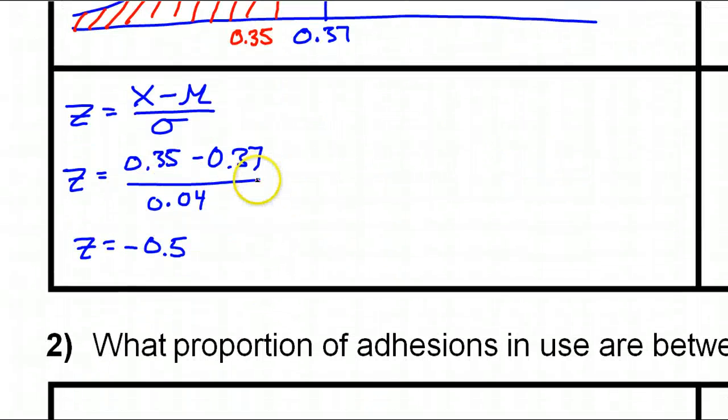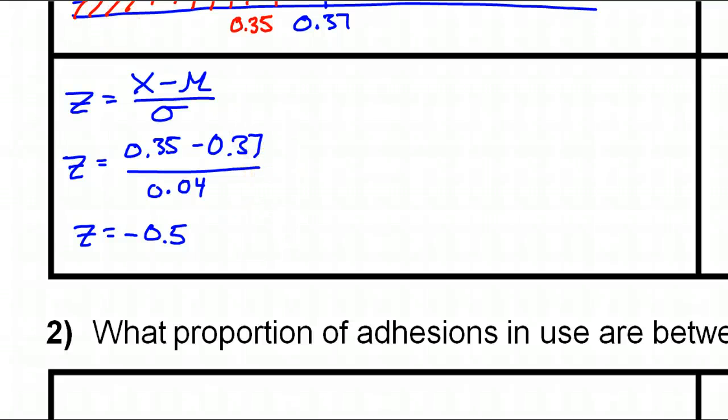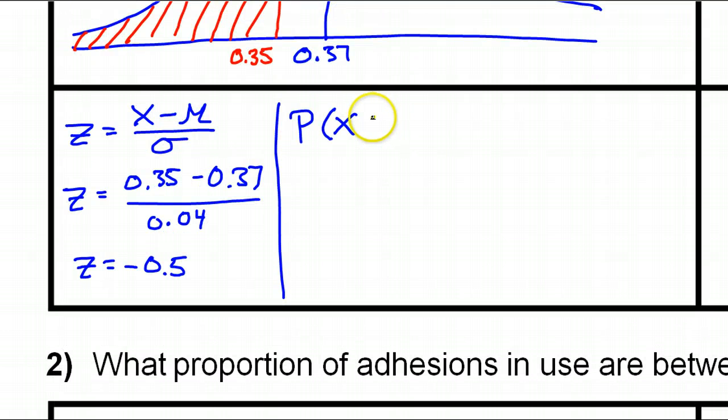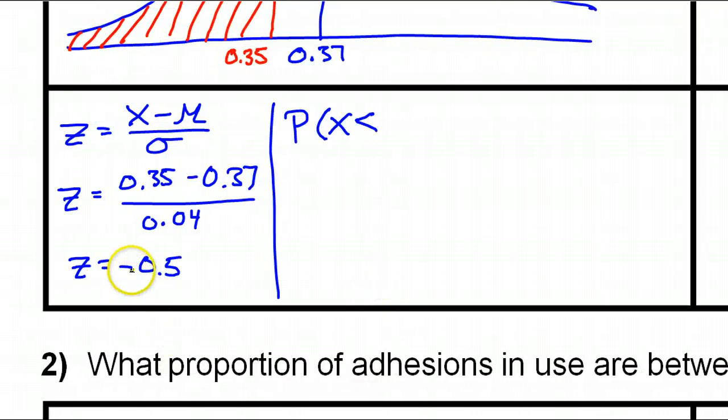Okay, so the next move is to turn our attention towards the z-score table. But first we're going to write our symbols. So this proportion that we're looking for, we will write as a probability. So we're looking for the probability that an x value is less than the z-score of negative 0.5. Okay, that's what we're looking for.